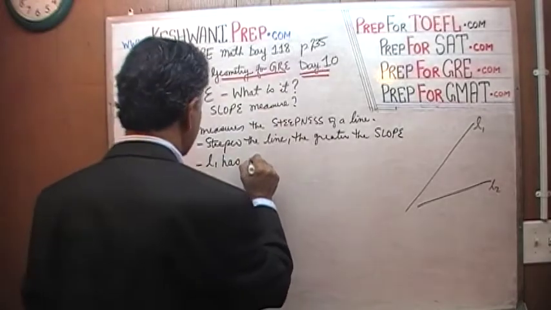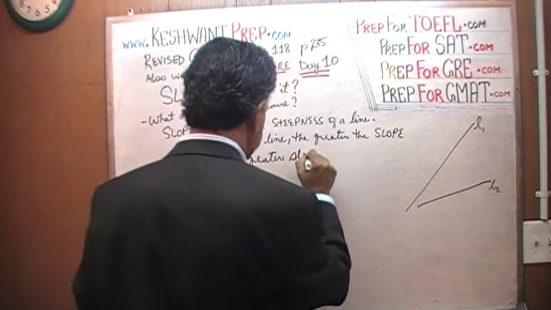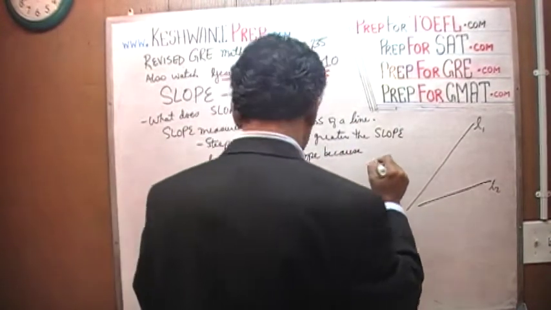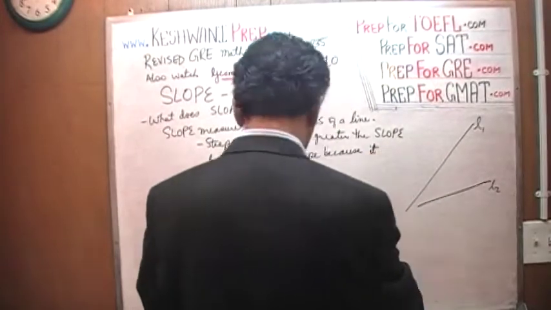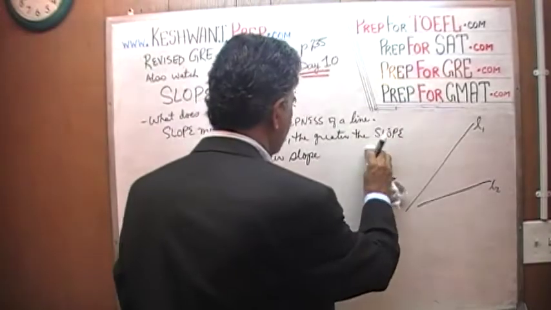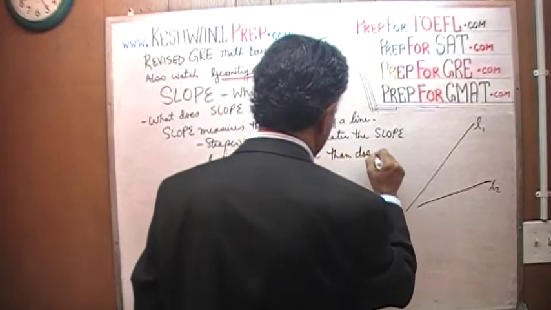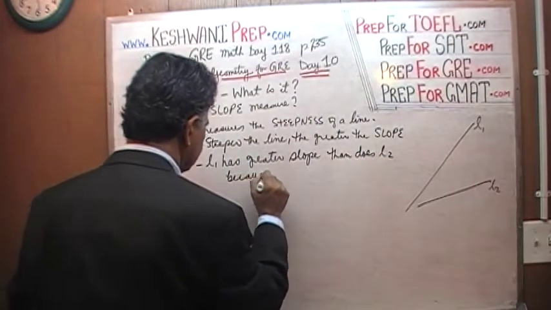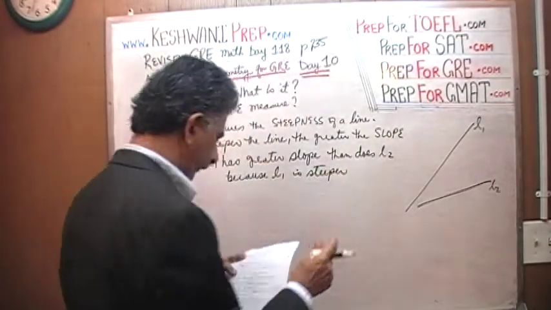L1 has a greater slope than does L2 because L1 is steeper. That's it.